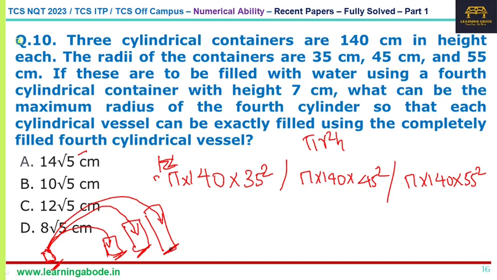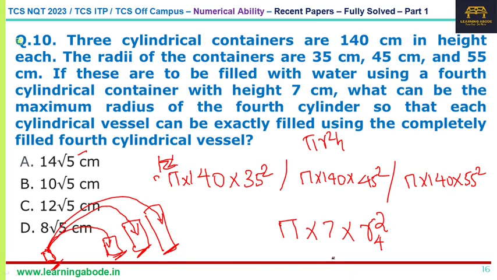So that's why I said this is a highest common factor. It should be common, but at the same time highest. Now, what is the volume of the fourth one? The fourth cylinder volume is pi into 7 is the height, into r square, which we don't know. This r square should be in such a way that it is common for all the three.